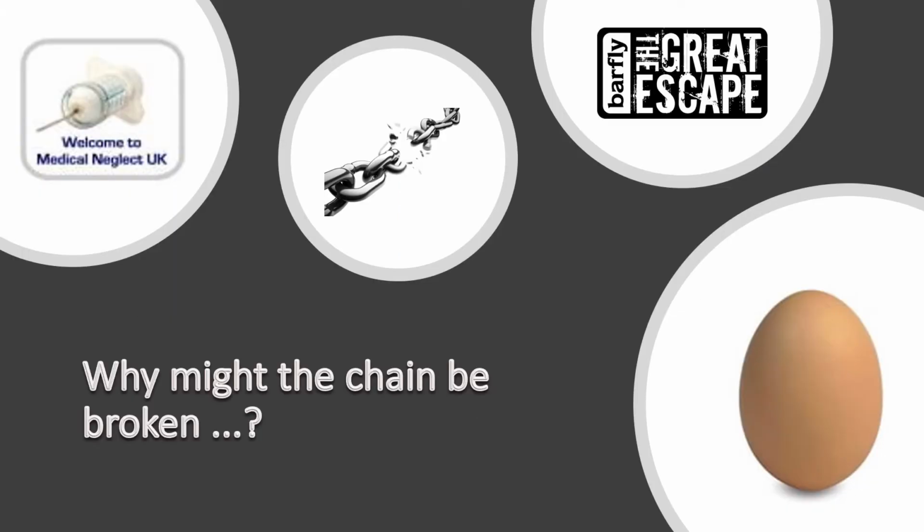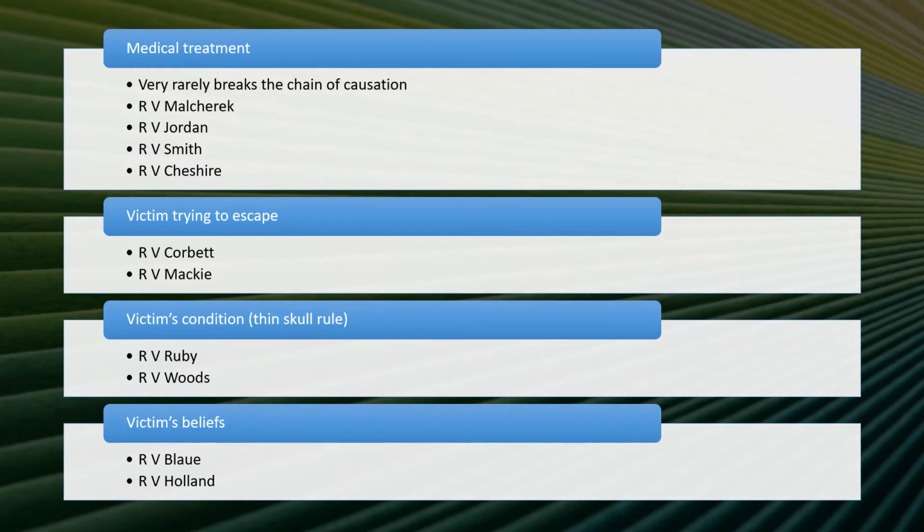But of course we need to then consider why might the chain be broken, or when might the chain be broken. Medical treatment, as we know, very rarely breaks the chain of causation. If the victim tries to escape, that might break the chain of causation, but not if it is foreseeable or reasonable. And then also we need to consider the thin skull rule.